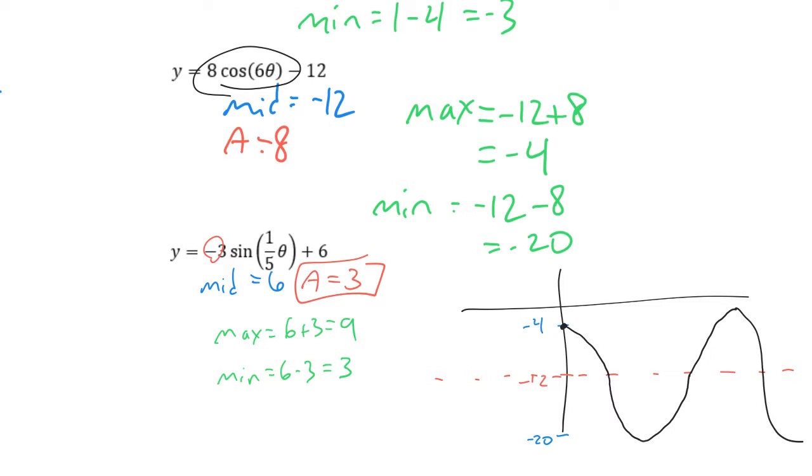What does that negative do? It just flips the graph. So instead of starting at the midline and going up, this one would start at the midline and go down first. That's all that's going on.